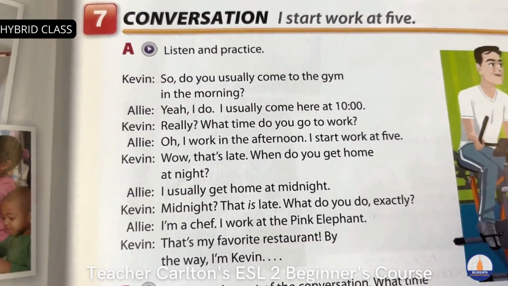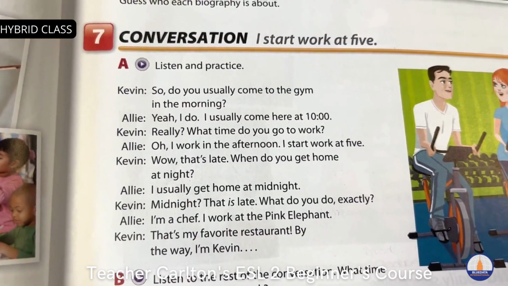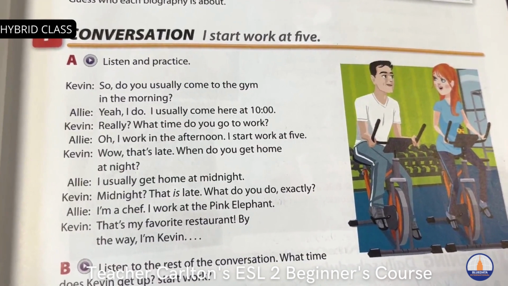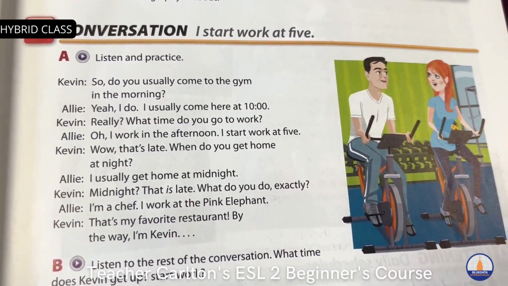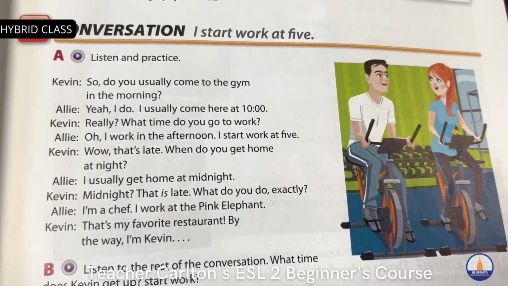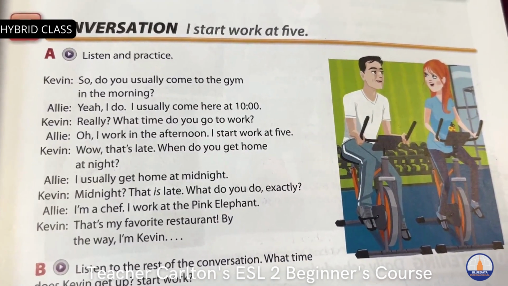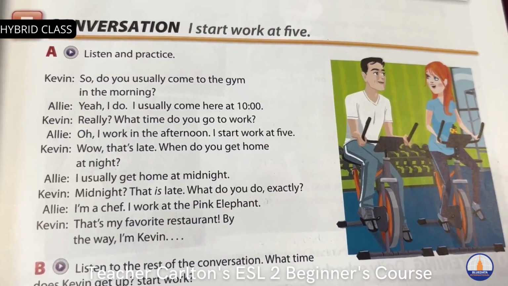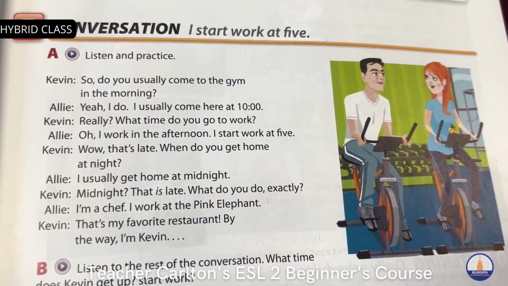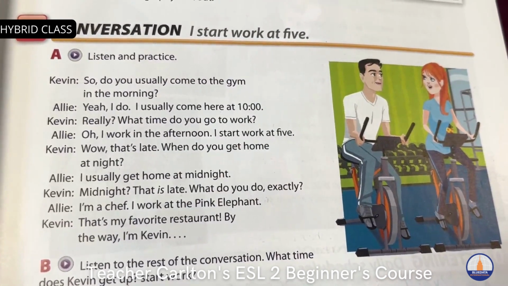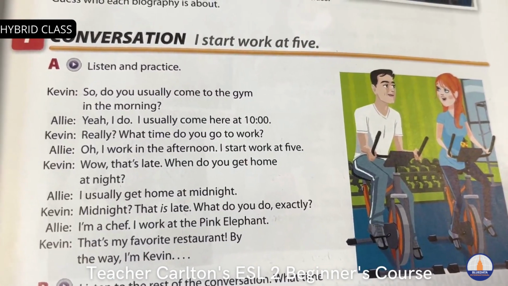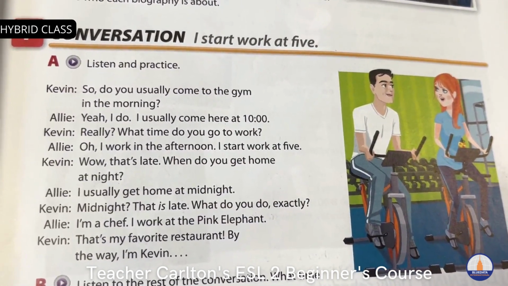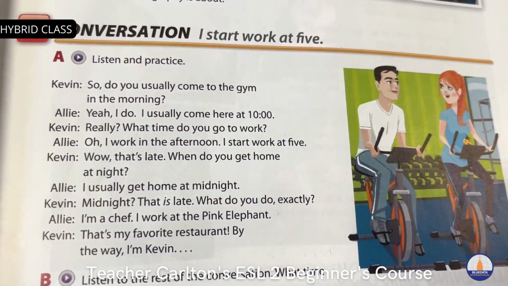Kevin: So, do you usually come to the gym in the morning? Ali: Yeah, I do. I usually come here at 10 o'clock. Kevin: Really? What time do you go to work? Ali: Oh, I work in the afternoon. I start work at 5. Kevin: Wow, that's late. When do you get home at night? Ali: I usually get home at midnight. Kevin: Midnight? That is late. What do you do exactly? Ali: I'm a chef. I work at the Pink Elephant. Kevin: That's my favorite restaurant. By the way, I am Kevin.